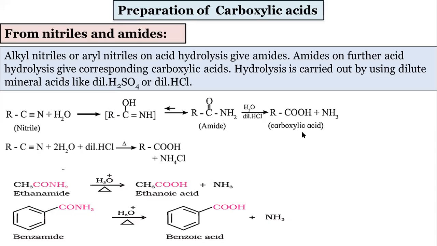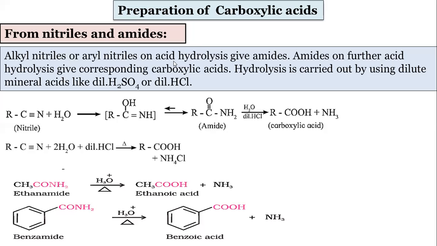Then the next part is methods of preparation of carboxylic acids. Again, you know the carboxylic acids. These are carbonyl compounds. The difference between aldehydes, ketones and carboxylic acids is that aldehyde has the CHO functional group, ketone has only the CO functional group, and carboxylic acid has the COOH functional group. So the first method is preparation of carboxylic acids by using nitriles and amides. Now you know these two functional groups, what nitriles are and what amides are.